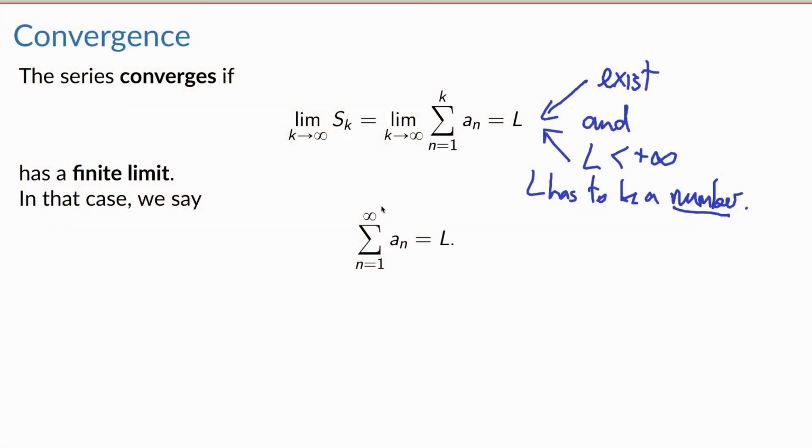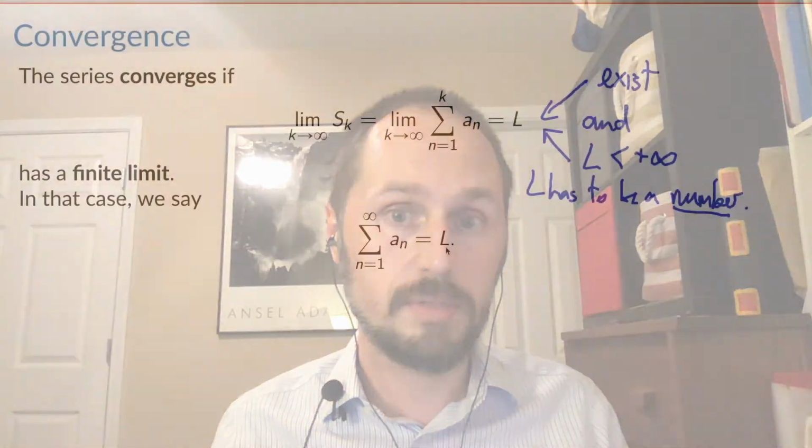And if we have a finite limit, and it's this number L, then we say that the series, the sum from n equals 1 to infinity of an, is equal to L. So that's what we do. We say that if this limit exists, then that is the value of the series.